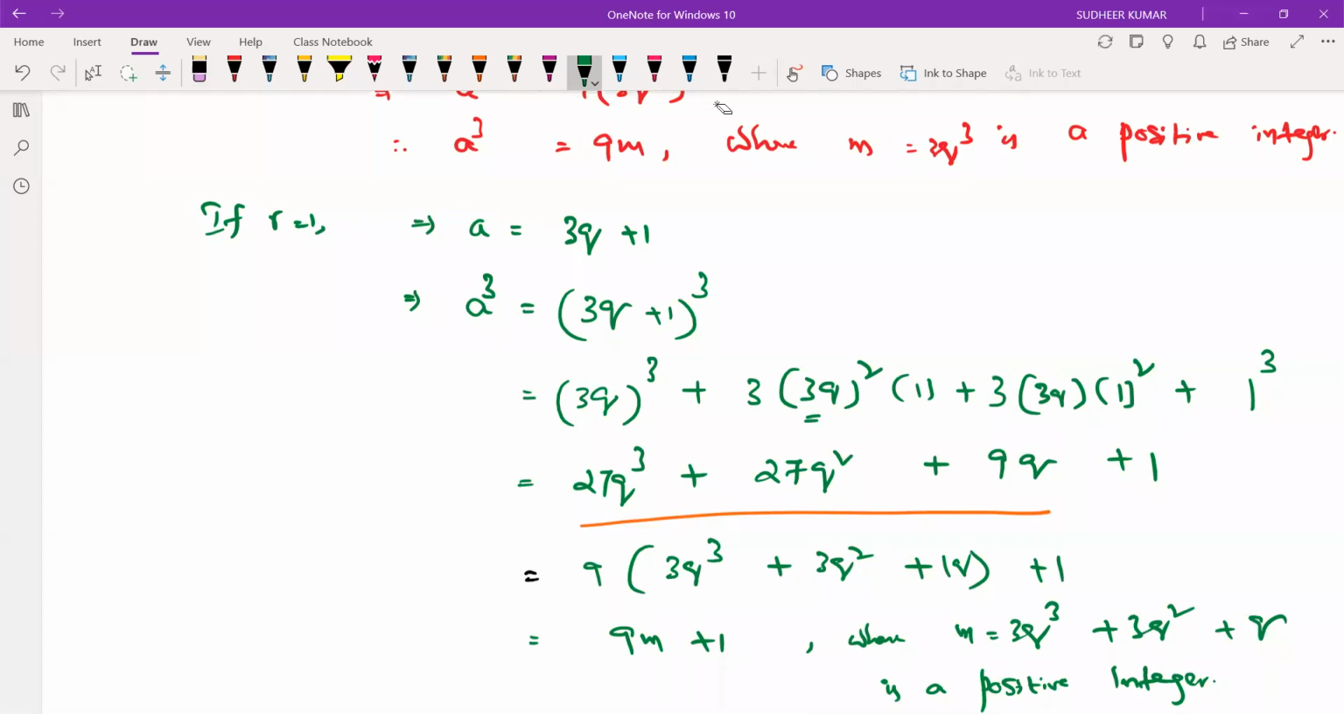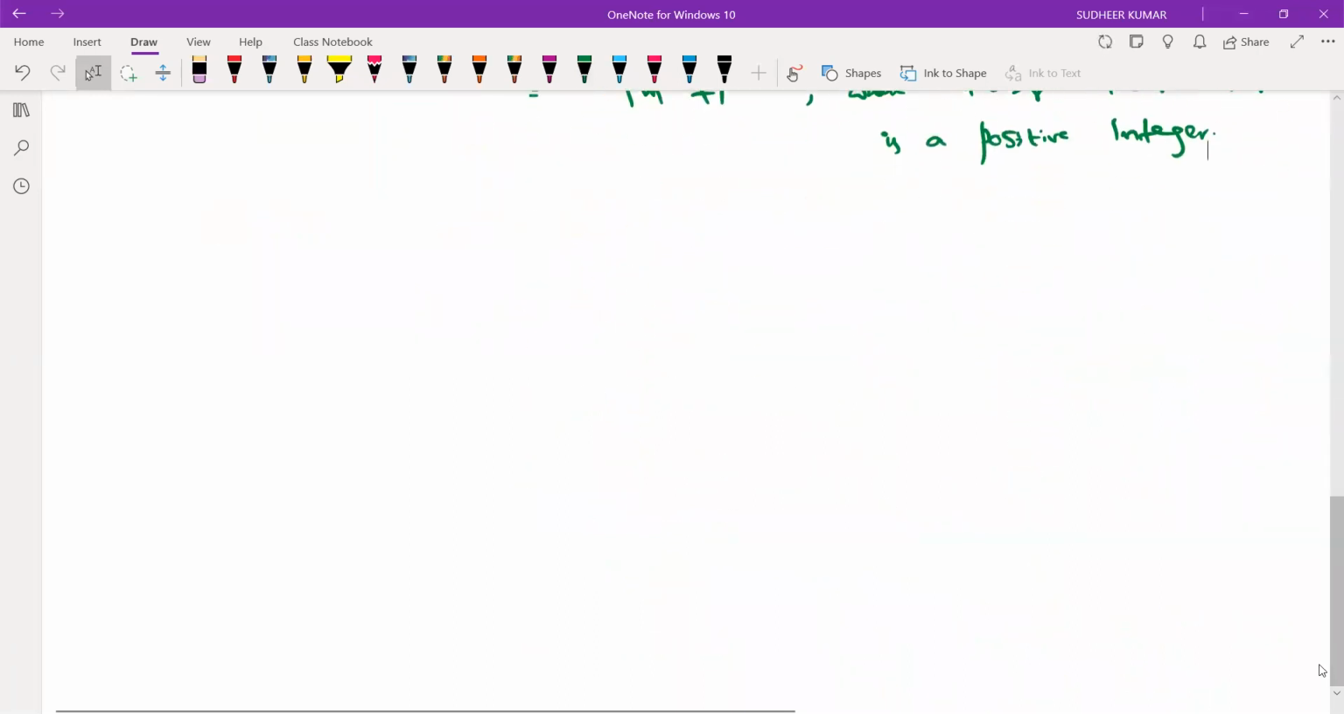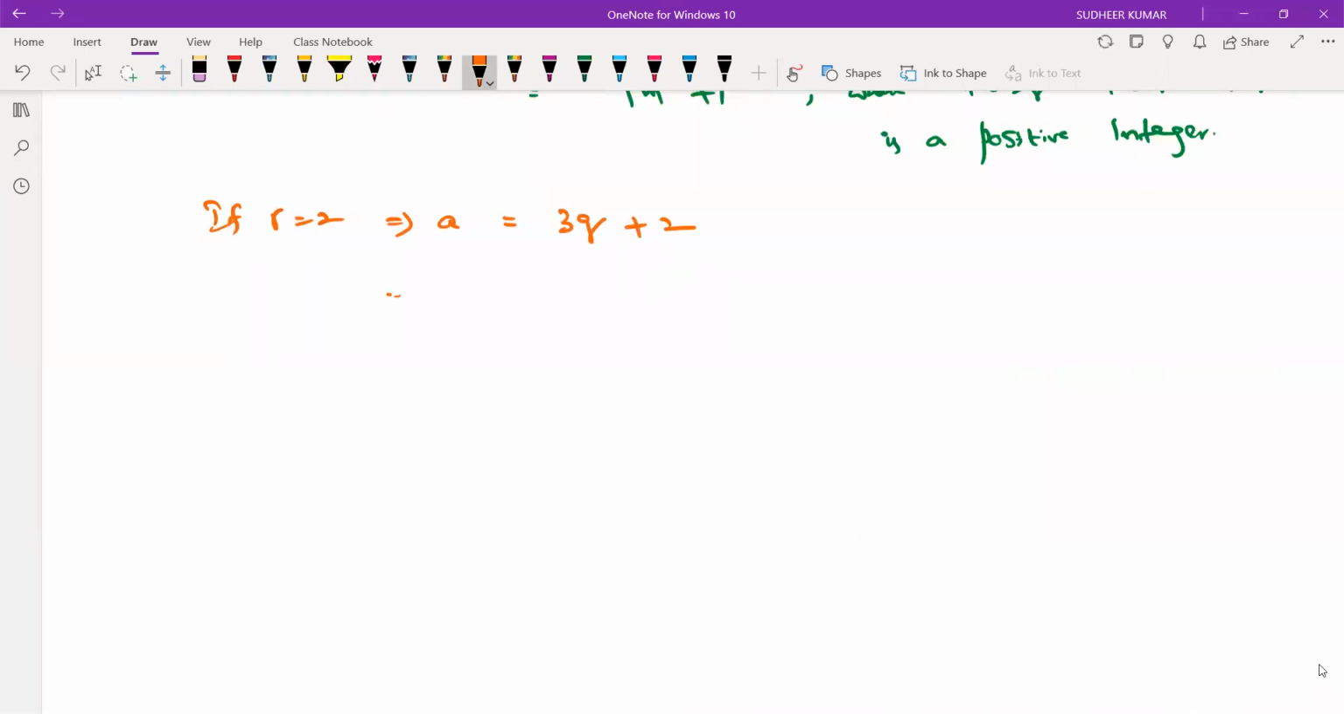That's it. Similarly, the same formula can be used and we can proceed for the next case, r equals 2. If r equals 2, then a is 3q plus 2. Cubing on both sides: a cube equals 3q plus 2 whole cube. Again use the same formula.